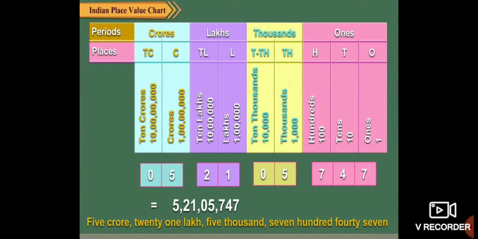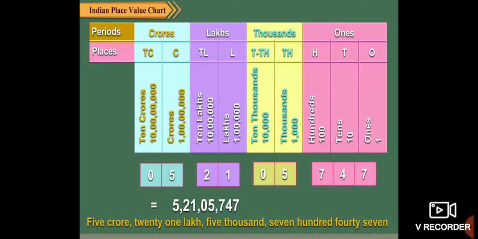This is the picture of the Indian place value chart. You can see the first line is of periods, then the second is place values. Each period has been divided into different place values. Like ones has been divided into 3 place values: ones, tens, hundreds. Thousand has been divided into 2 place values: 1000, 10,000. Lakh has been divided into 2 place values: lakhs and 10 lakhs, and so on.